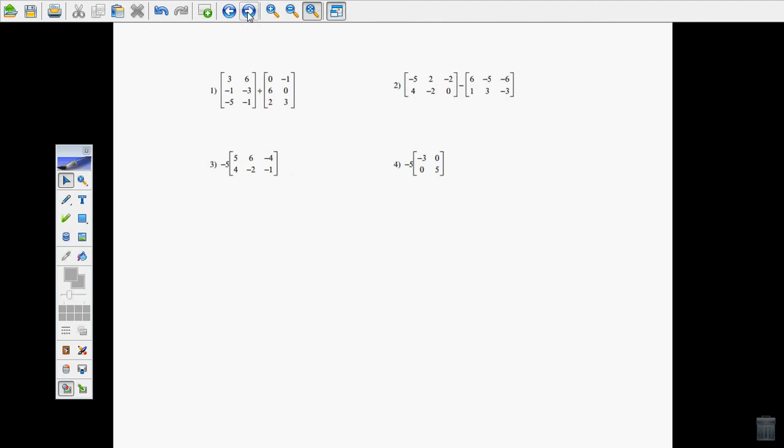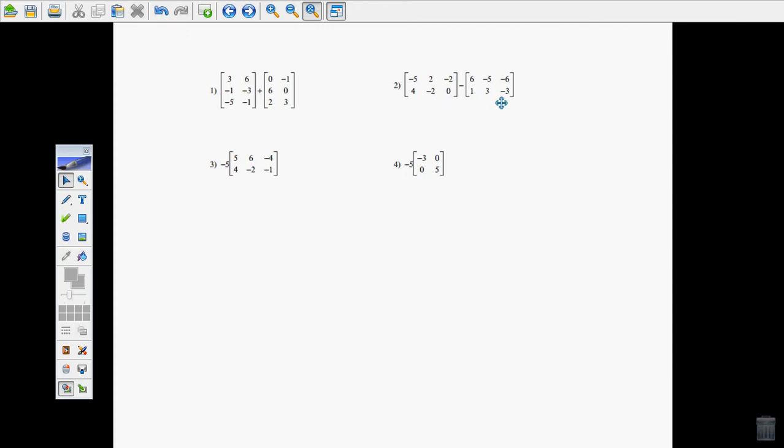All right, then look at your matrices worksheet. I thought I'd just talk through these with you because I want you to finish these for homework tomorrow. I'm just going to explain them. Okay, number 1, these are equal. Their dimensions are the same. This matrix right here has 3 rows and 2 columns. So all you're going to do is add corresponding entries: 3 and 0, 6 and -1, -1 and 6, -3 and 0, -5, 2, -1, 3. And your resulting matrix is going to be a 3 by 2 as well.